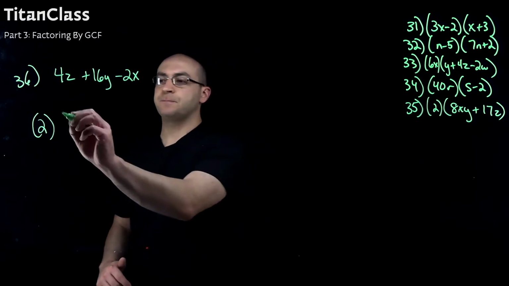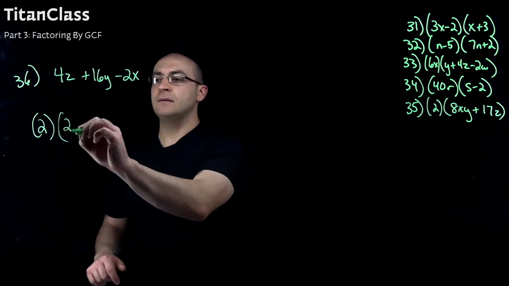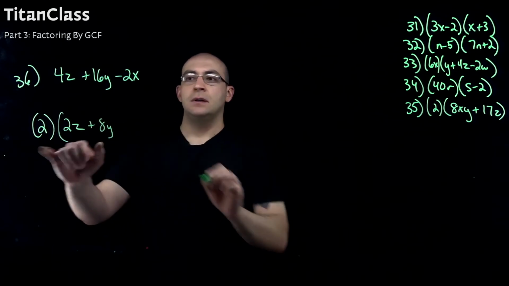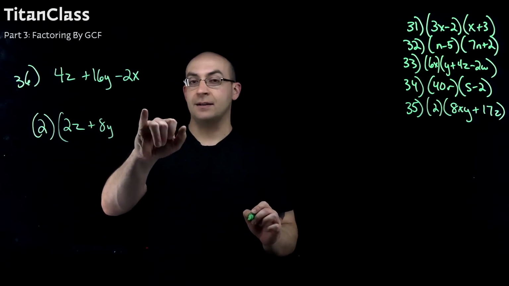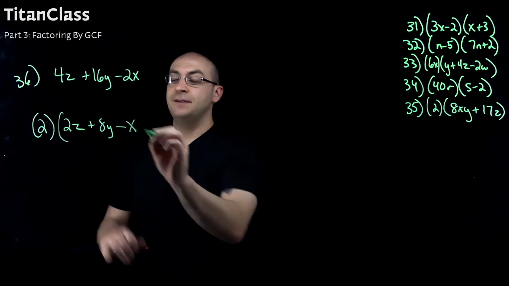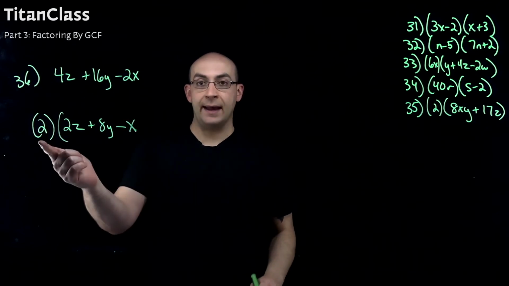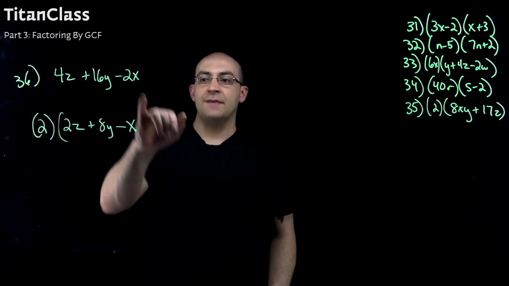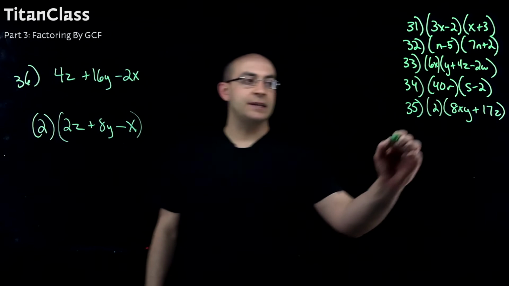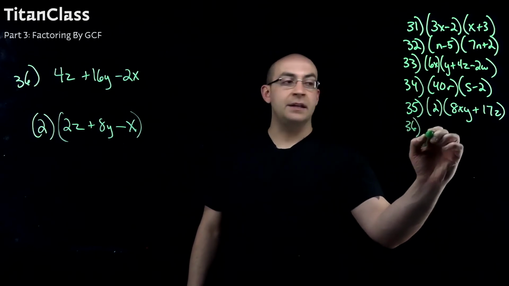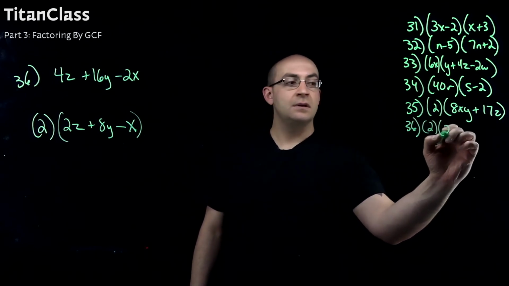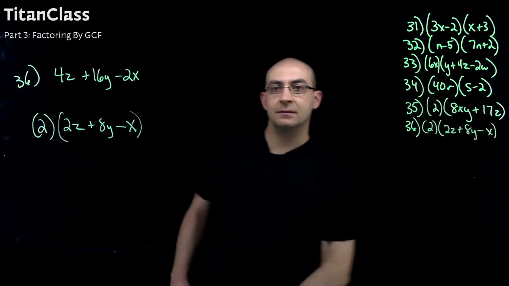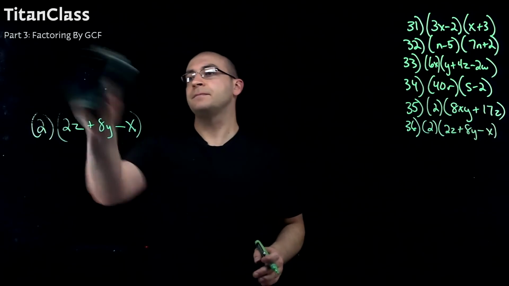2 comes out, 2z, 8y, negative x, negative 1x, right? Because I took a 2 away, but the minus sign stays. I didn't divide by negative, and the x stays. So we have our answer for 36. And it is 2 times 2z plus 8y minus x. Okay? 37.